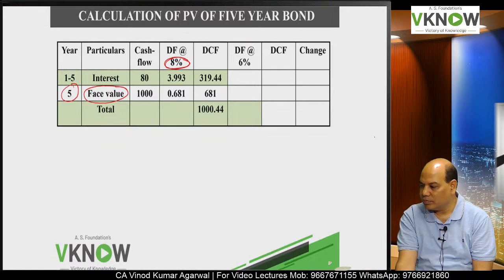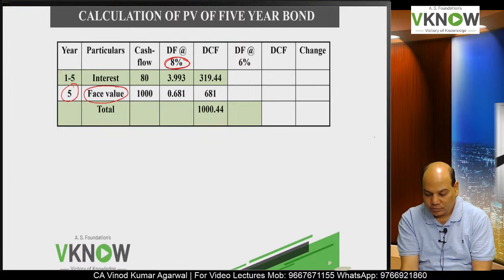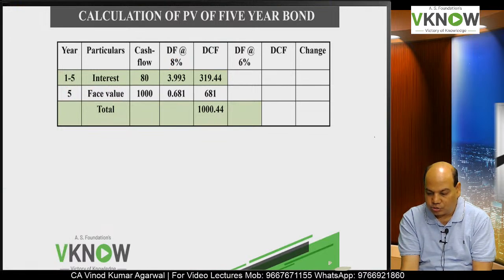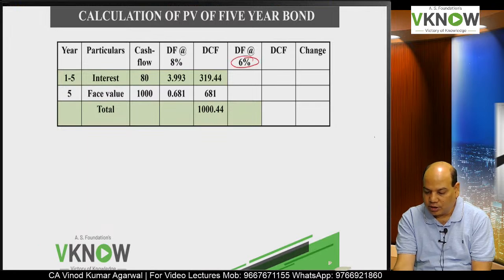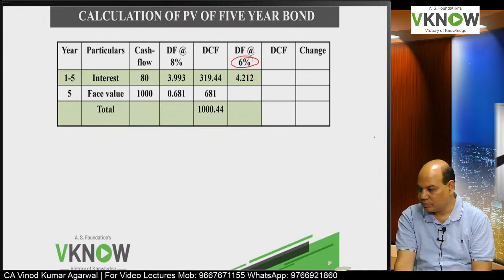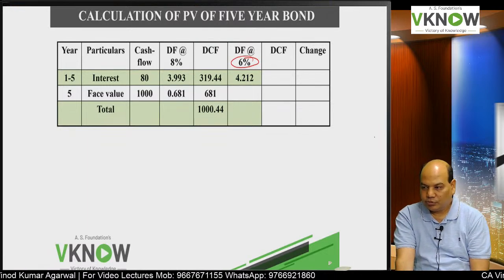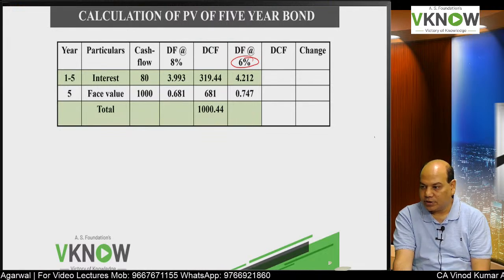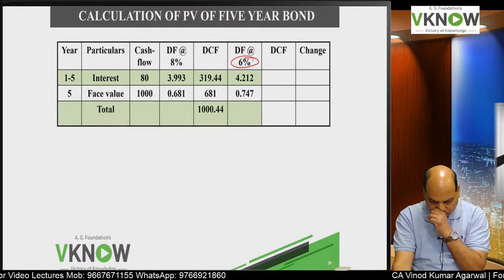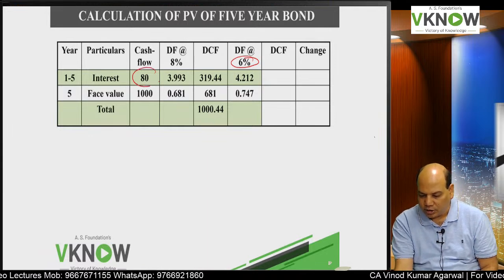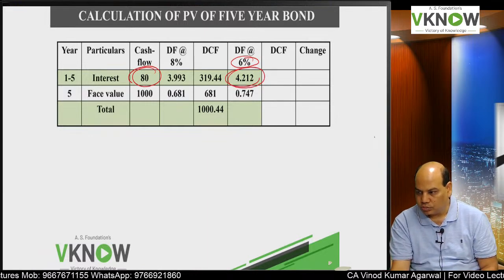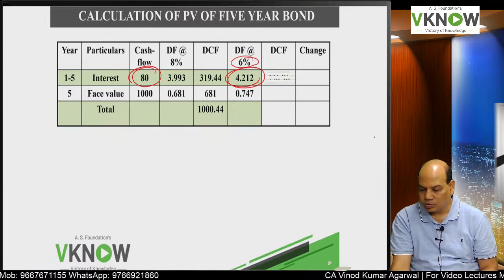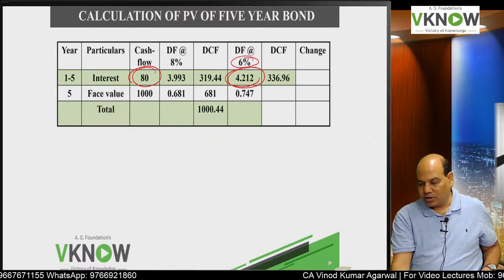Is it right, everybody? So now we'll go to 6%. Suppose the YTM changes from 8 to 6. So again calculate the annuity factor at 6% for 5 years. Check. 4.212 is right, and the fifth year factor is 0.747. Now again multiply 80 into 4.212. So you will get 336.96.